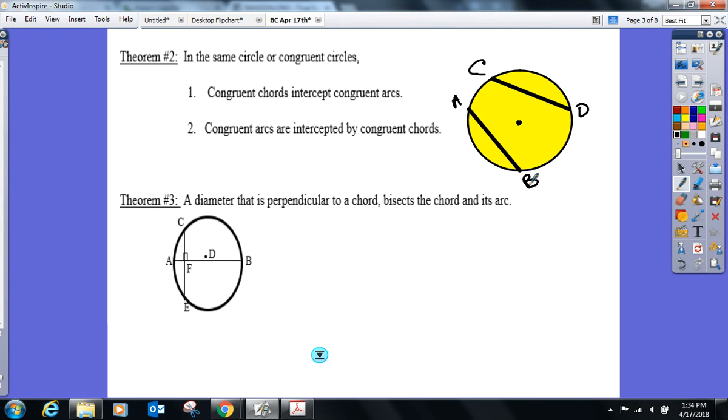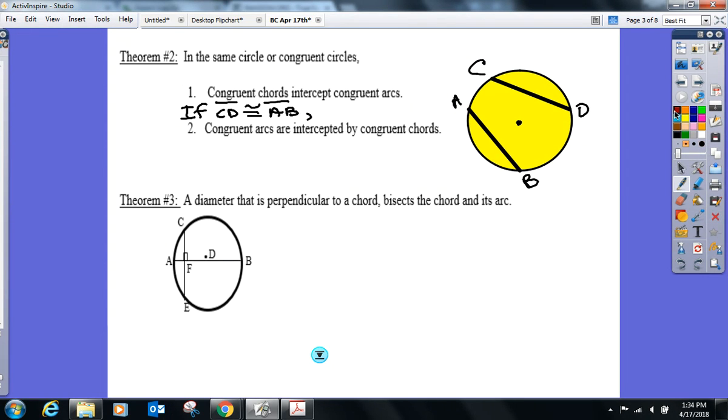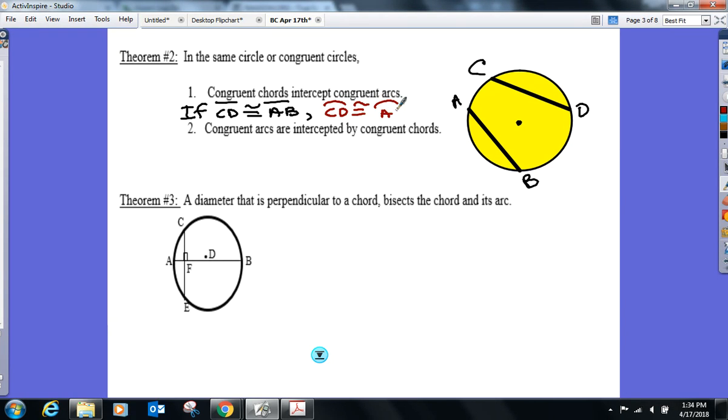Here's what the second theorem says. If the chords are congruent, so if I tell you these two chords, CD and AB, are congruent, that must mean their arcs are congruent. So arc CD is congruent to arc AB. Knowing those arcs are congruent is pretty powerful, because if the arcs are congruent, central angles are congruent, arcs are congruent, chords are congruent.